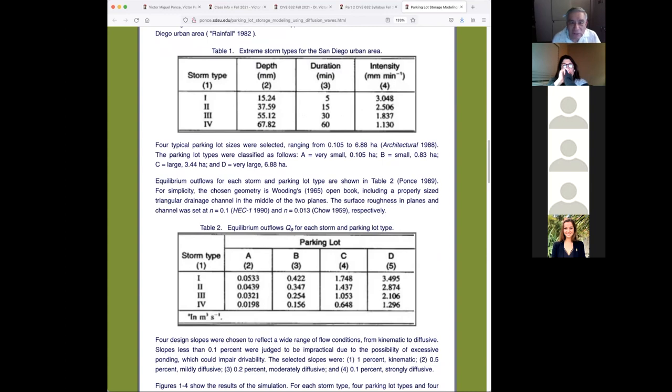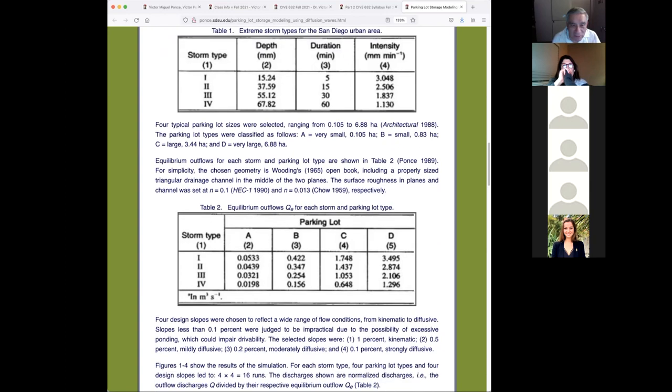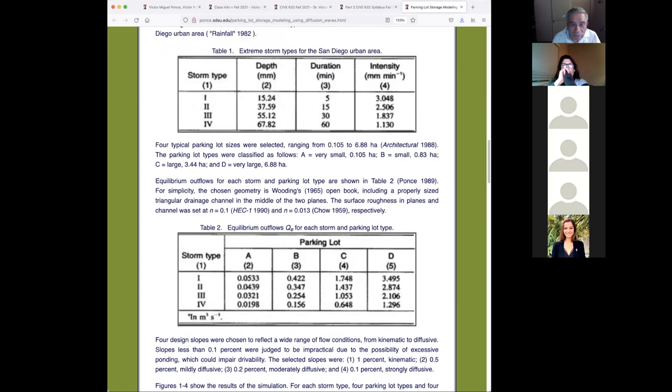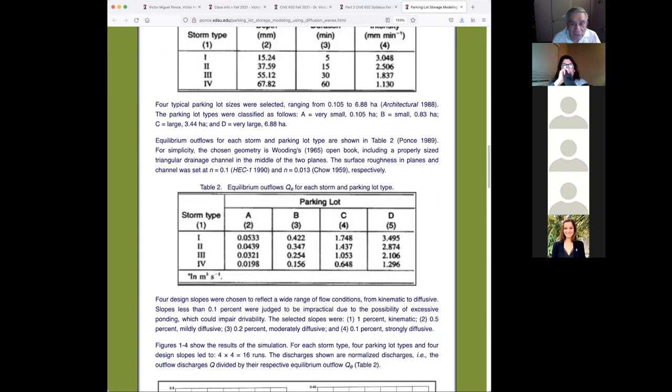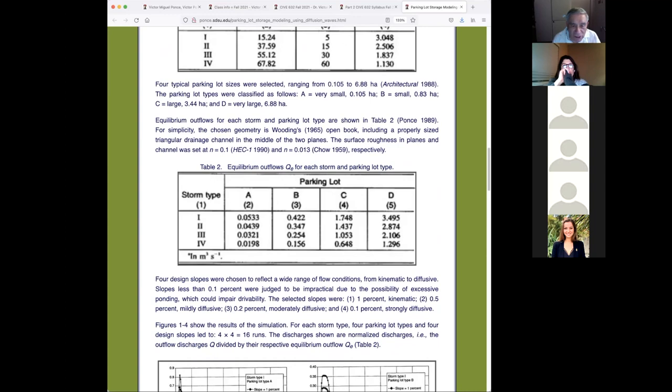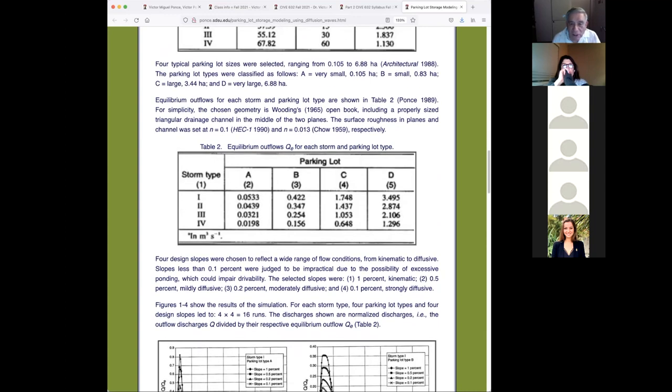So, extreme storm depths for the San Diego urban area. Let me just skip another comment that I was going to make, but it's kind of too much at this point. So we have four typical parking lots: A, very small; B, small; C, large; and D, very large. And then the equilibrium flows. The equilibrium flows can be calculated by Q equal iA. We're not going to use infiltration here. So Q equal iA, that's the equilibrium flow. We know that from convection theory. That's in chapter 4 of my book.